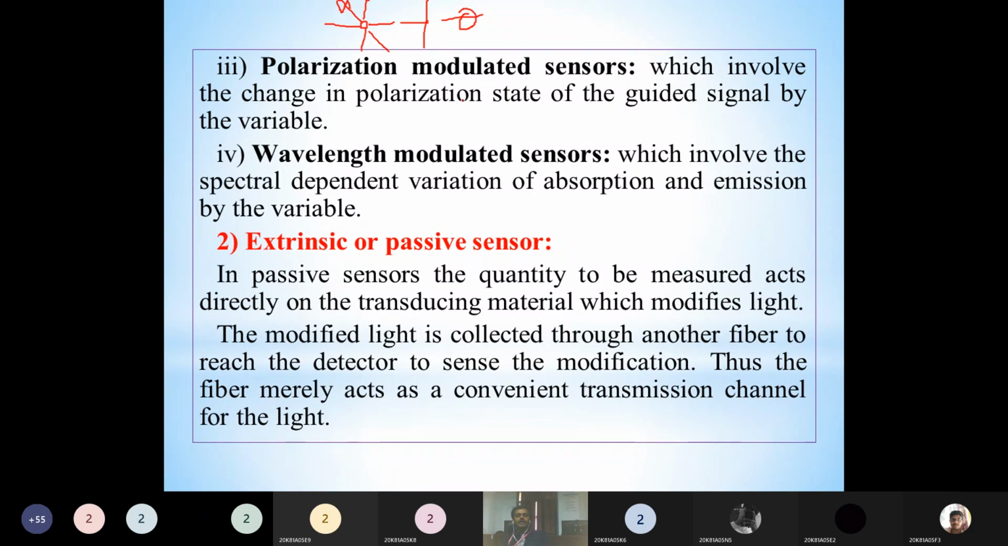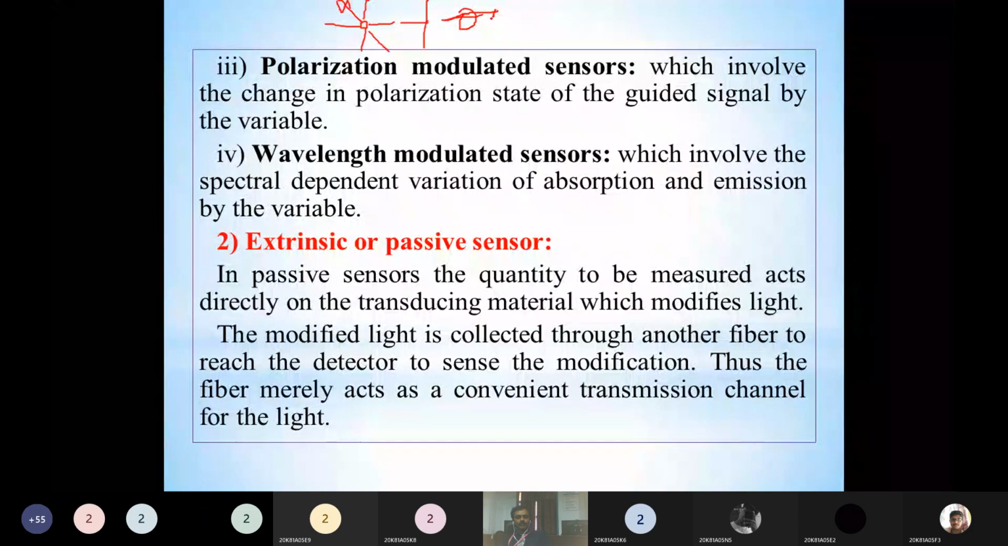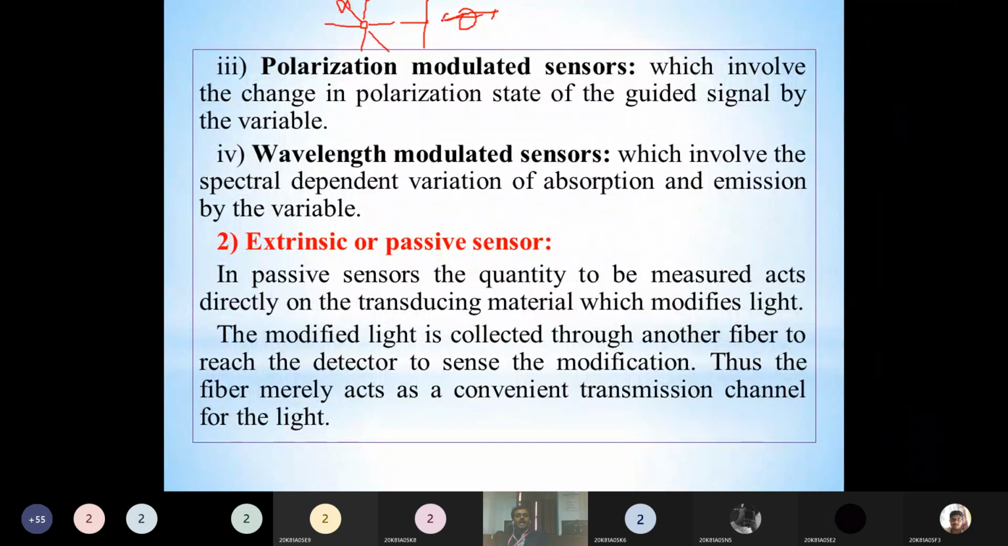This process we call polarization. Only horizontal vibrations will be present here; the remaining vibrations are absorbed by this material. That process we call polarization. Because of the polarization process, a sensor can work. Those sensors we call polarization modulated sensors.